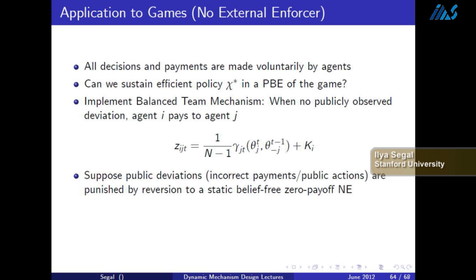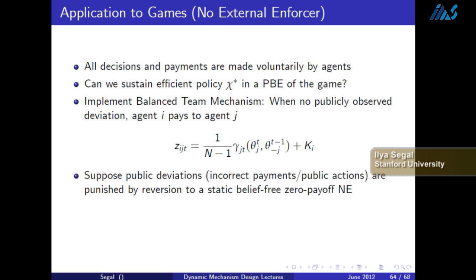Okay, and another public deviation could be if there are some public decisions that have to be made. So for example, how much everybody should be fishing, but some agent deviated and didn't make the right public decision. Okay, so in that case, we have to switch to some punishment, and here we are not creative at all.